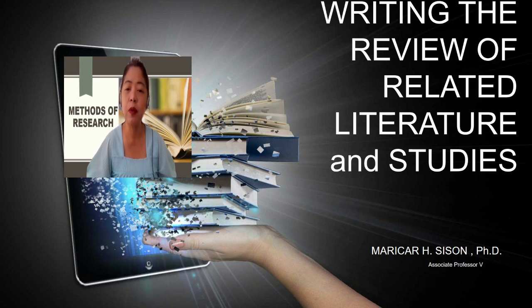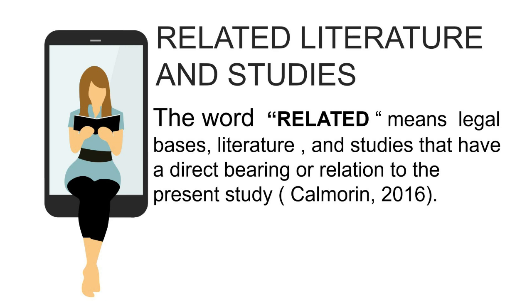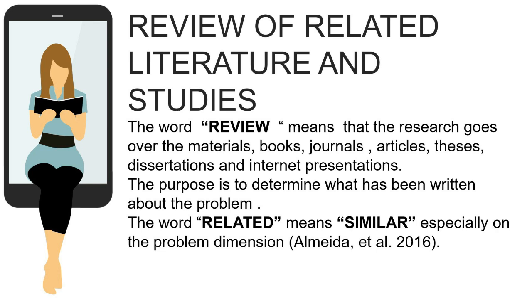Today we're going to discuss one of the important components of the research process, and that is the review of related literature and studies. The word related means legal basis, literature, and studies that have a direct bearing or relation to the present study, according to Calmorin in 2016. The word review means that the researcher goes over the materials, books, journals, articles, theses, dissertations, and internet presentations. The purpose is to determine what has been written about the problem. The word related means similar, especially on the problem dimension, according to Almeida et al. 2016.